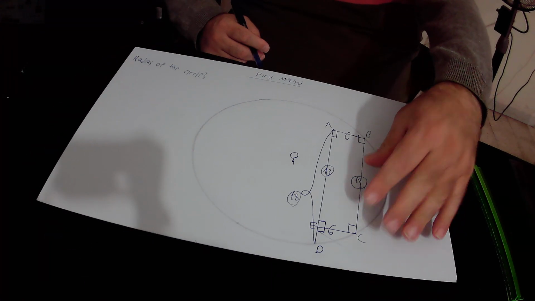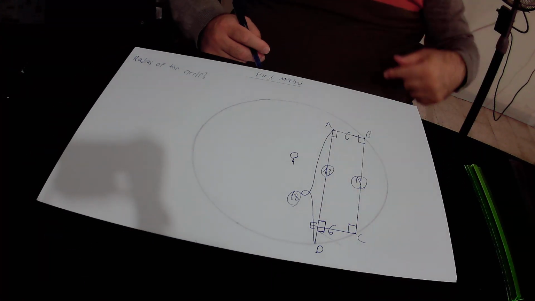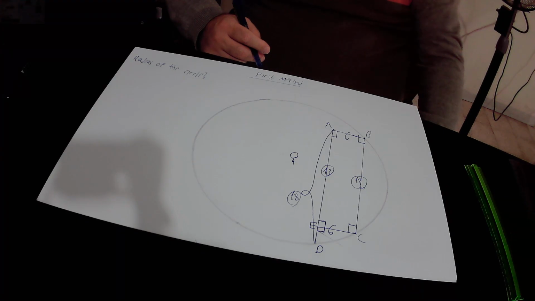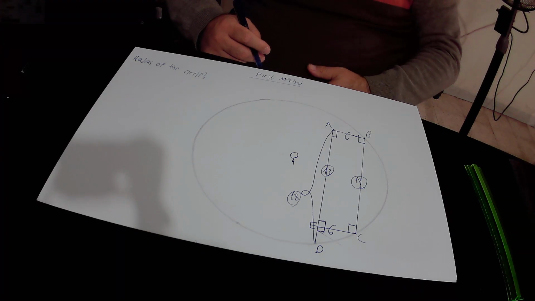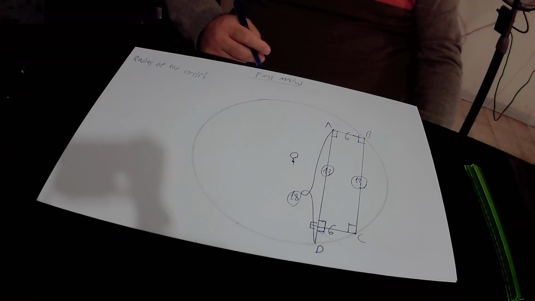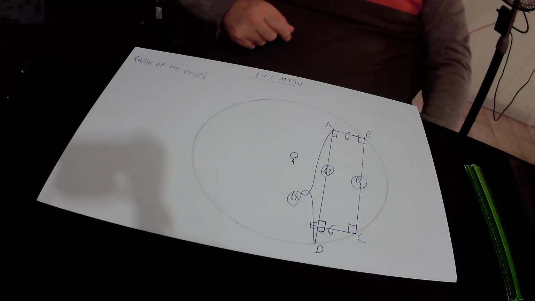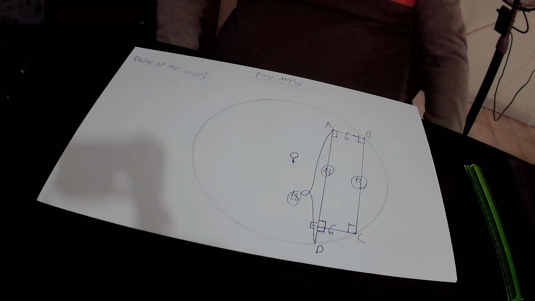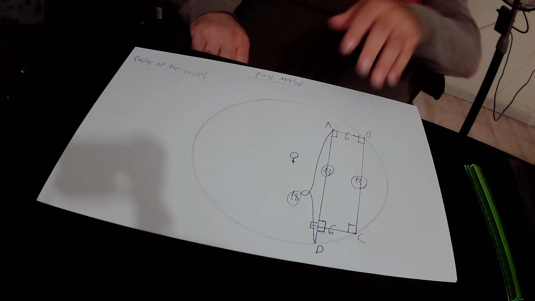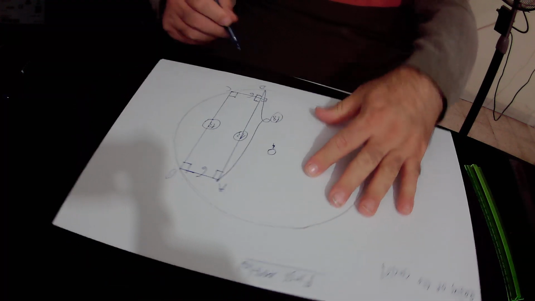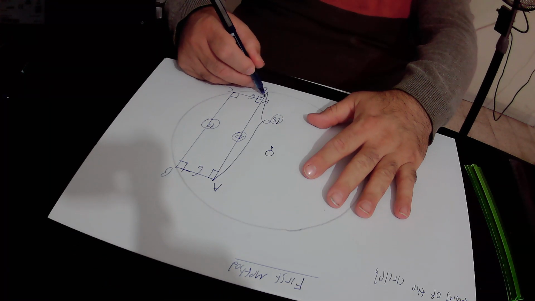What is the length of line segment ED? It's very easy to see from the drawing that the length of ED is AD minus AE. AD minus AE is 18 minus 13, that is 5. So ED equals 5 units in its length.